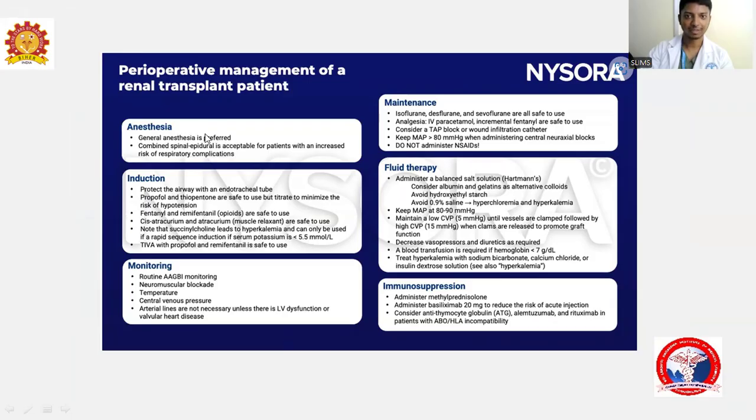Considering starting from anesthesia induction, monitoring, maintenance, fluid therapy, and immunosuppression. This is basically an overview of what we have studied so far. So if you have any doubts, we can wait further or we can finish the class right here.